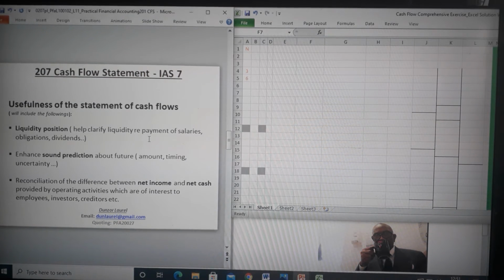Cash flow statement also helps with the reconciliation of the differences between our net income and our net cash provided by operating activity, which are of interest to employees, investors, and creditors. So these are a few I've listed here. They are not exhaustive, as I said. Do more work and get more. There are loads of them.